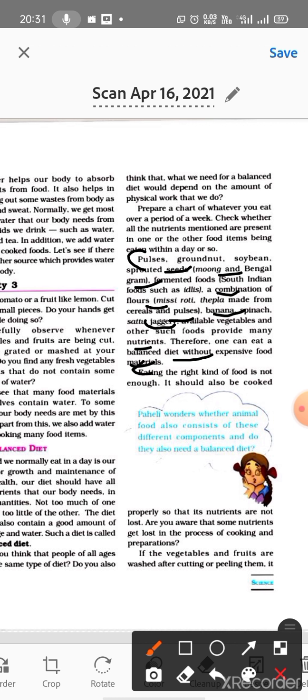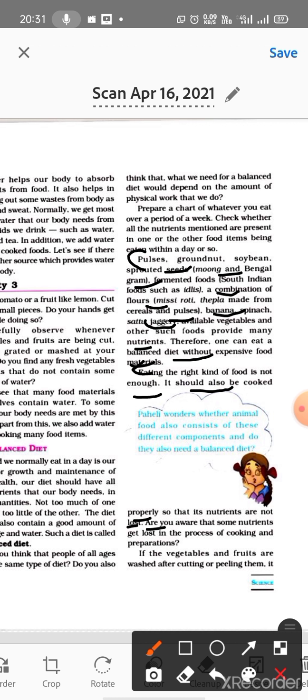Eating the right kind of food is not enough. It should also be cooked properly so that its nutrients are not lost. So eating only the right kind of food is not enough. सिर्फ खाना ज़रूरी नहीं है, उसको properly बना के खाना is very much important. It should also be cooked properly. उसको cooked होना चाहिए so that उसके nutrients जो हैं वो loss नहीं हो, so that its nutrients are not lost. So right kind of food and properly cooked food is very much necessary.